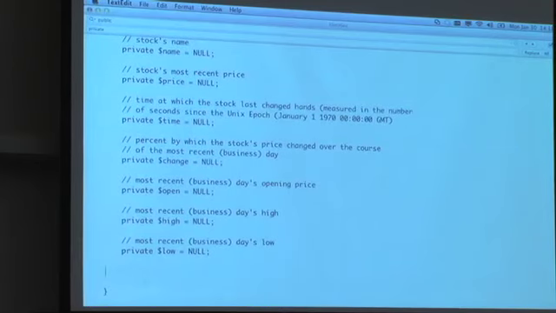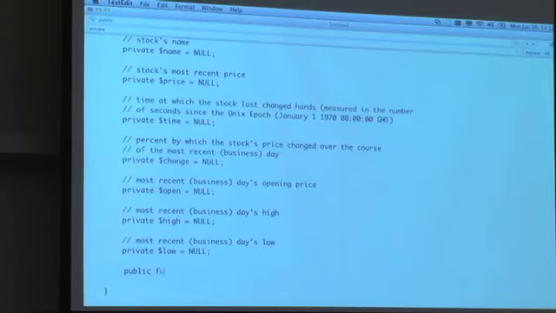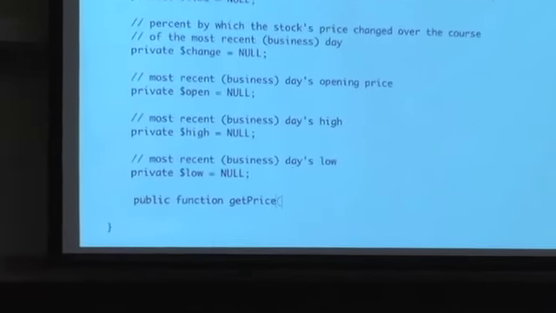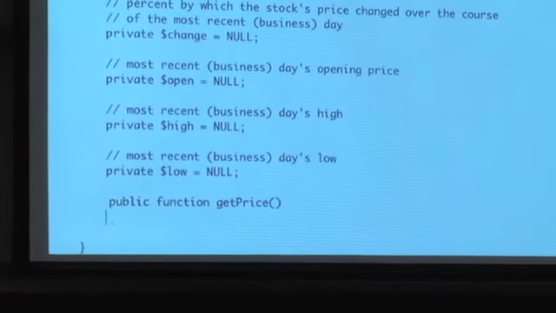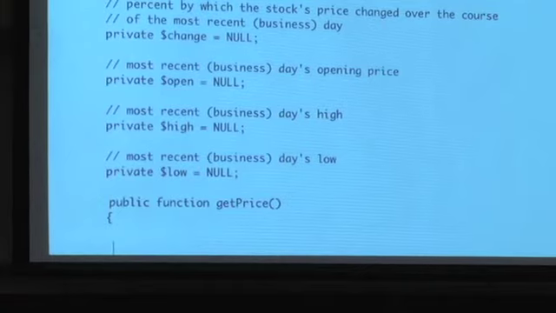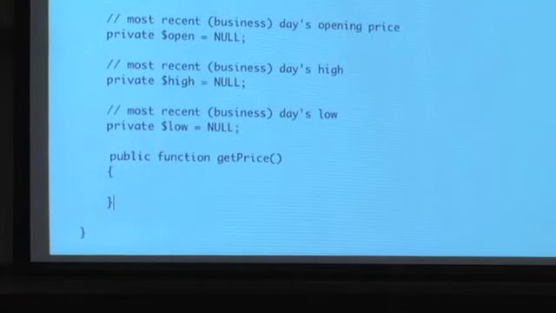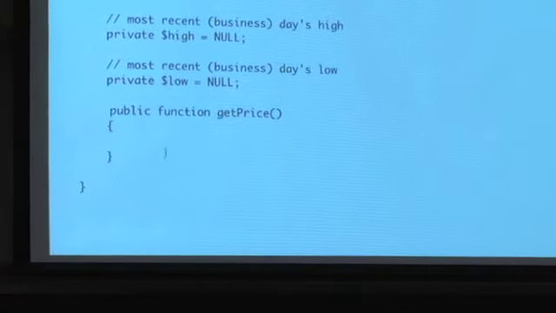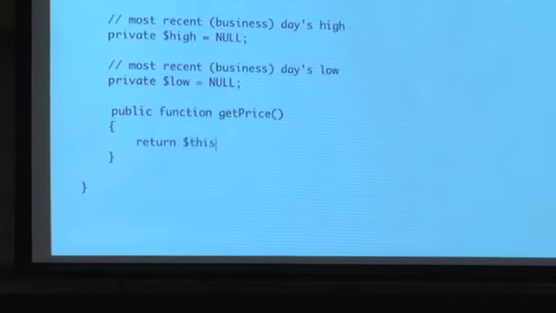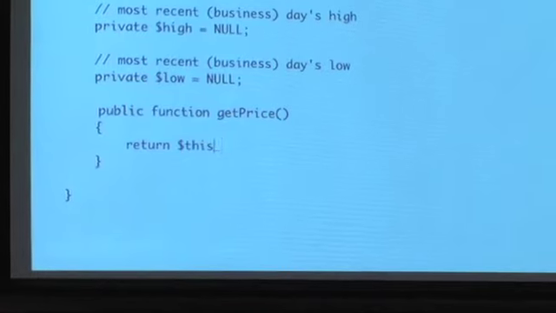They're often called getters and setters. Some languages take this to an extreme. But you would typically do something like public function, let's call it getPrice. And then down here, we would do something pretty trivial, potentially. Let me scroll up a bit more. We could do something super simple like return $this arrow price.